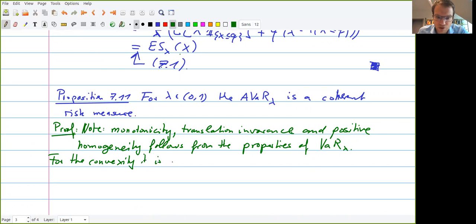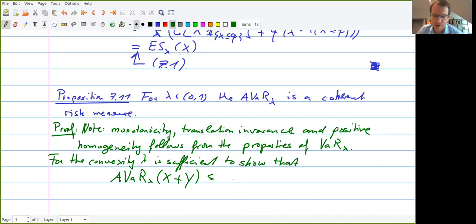It is sufficient to show that, well, we are already positive homogeneous, as we know, so it's enough to show that it's subadditive, the average value at risk. So if I have to consider the average value at risk of a sum of two random variables, I can estimate it from above by the average value at risk of x plus the average value at risk of y.